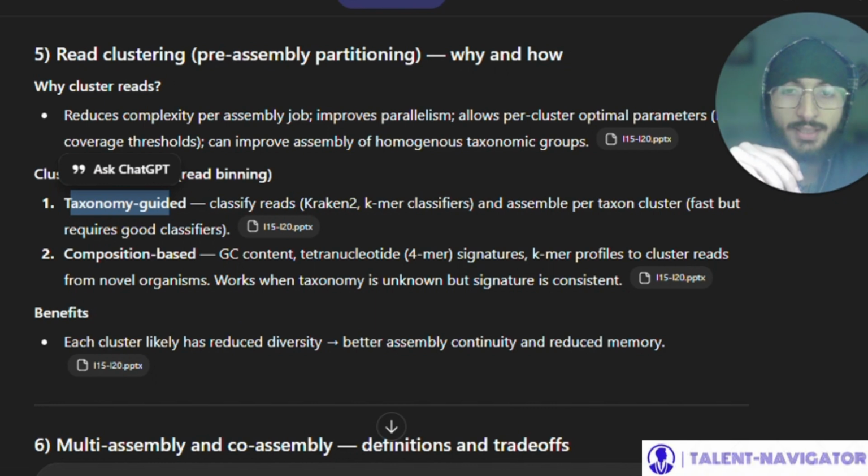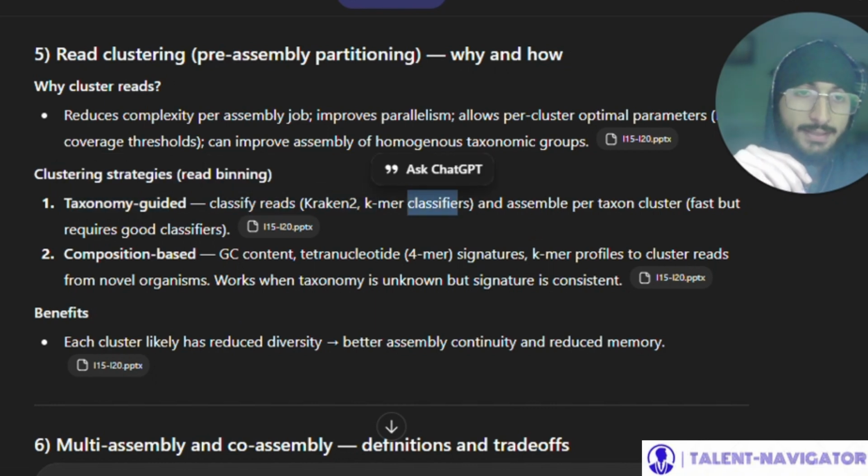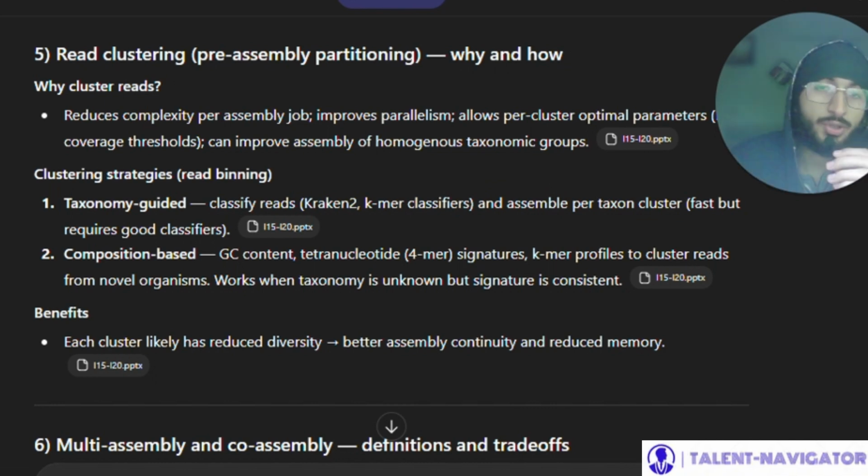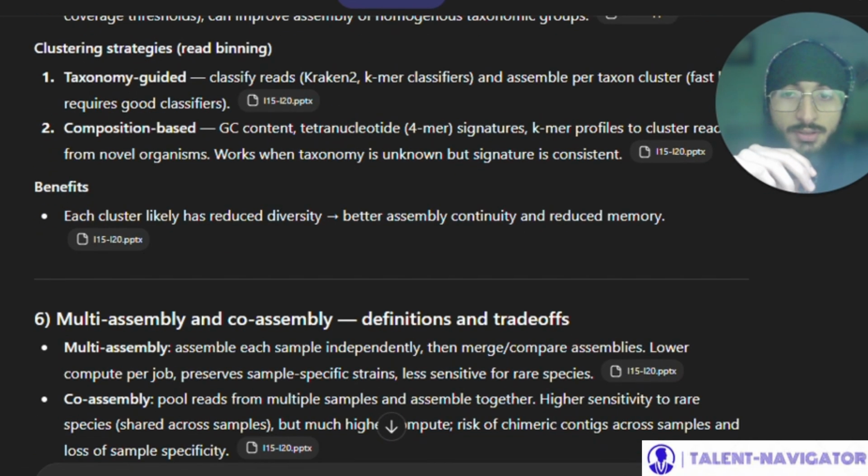Now, clustering strategies we have. First is taxonomy guided. That's classify reads with classifiers like Kraken 2, and assemble per taxon cluster. Fast, but it requires good classifiers. And second, we have composition based, which depends on GC content, tetranucleotide frequency, TNF, 4-mer signatures, or 4-mer k-mer profiles to cluster the reads from novel organisms. It works when taxonomy is unknown but the signature is consistent.